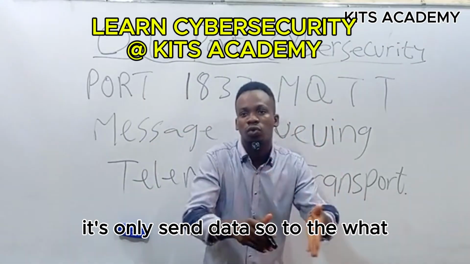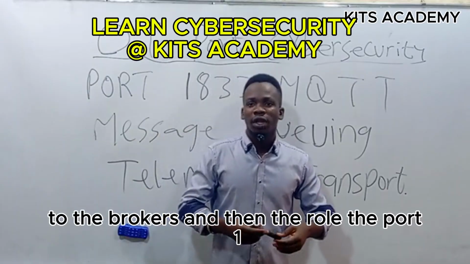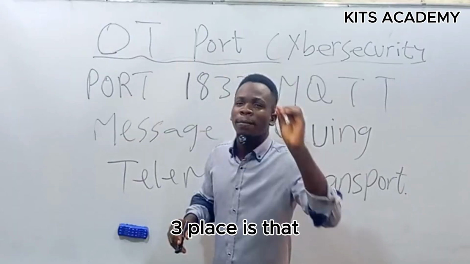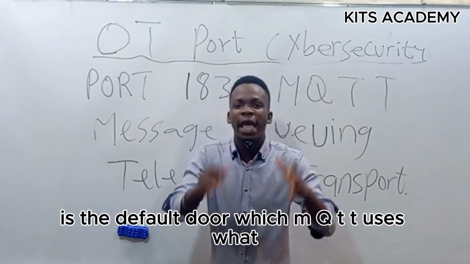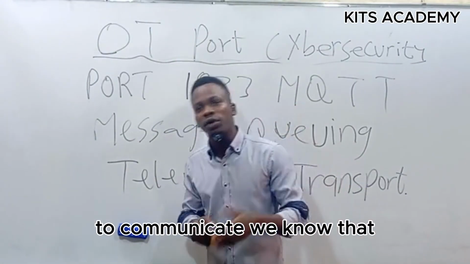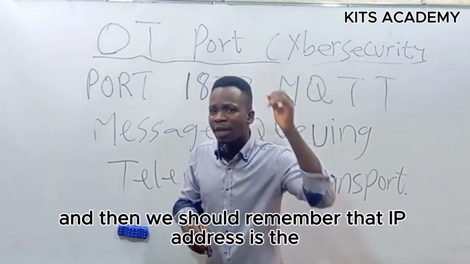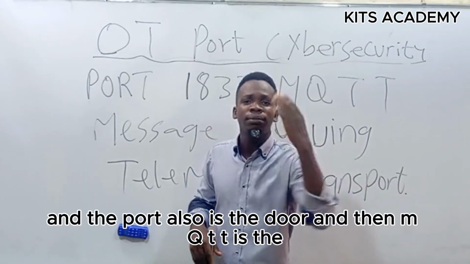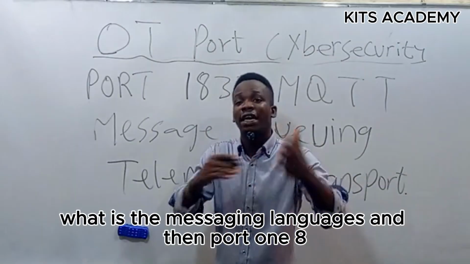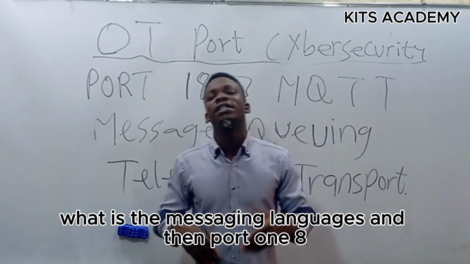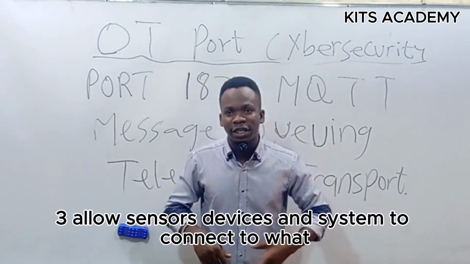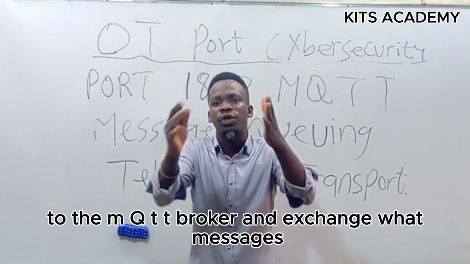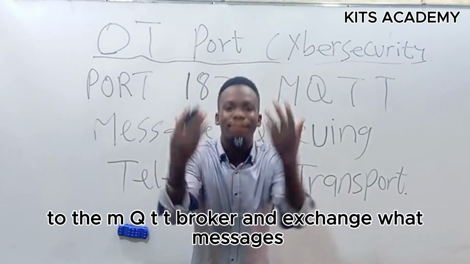The publisher does not know who receives the messages. It only sends data to the broker. The role port 1883 plays is that it is the default door which MQTT uses to communicate. We should remember that the IP address is the building, the port is the door, and MQTT is the messaging language. Port 1883 allows sensors, devices, and systems to connect to the MQTT broker and exchange messages.